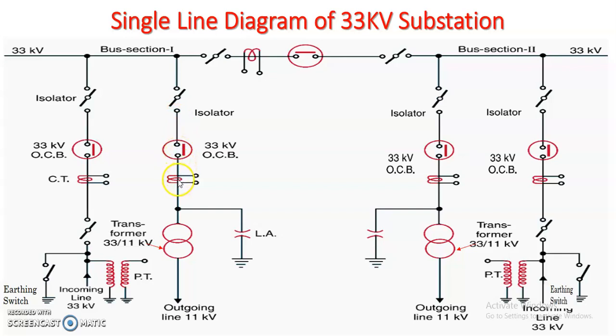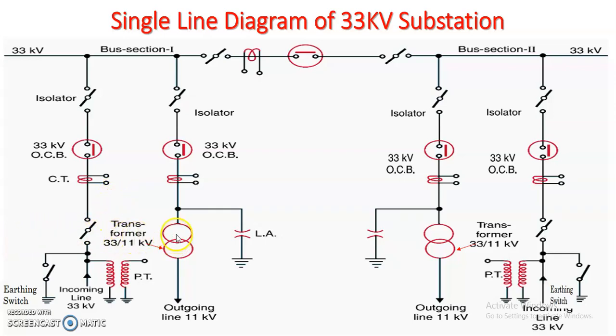Then CT, in order to measure the current, we are using CT. From this CT we are giving the 33 kV supply to the primary or HV of the step down transformer. Then we are using a lightning arrestor, that is LA, in order to protect from lightning surges or over voltage surges. Because of a lightning stroke, over voltage surges will be there. In order to protect from those surges, we are using a lightning arrestor. There are different types of lightning arrestors: horn gap lightning arrestor, multi gap arrestor type.